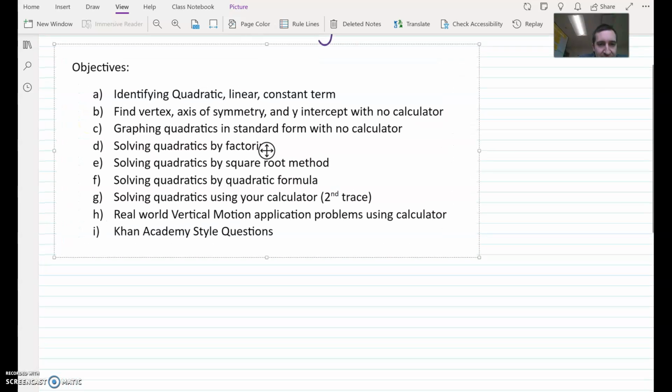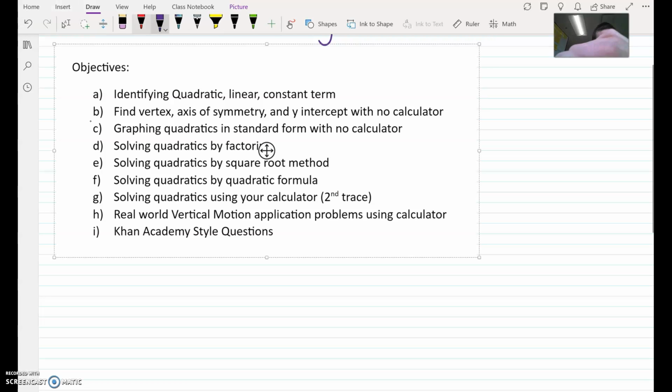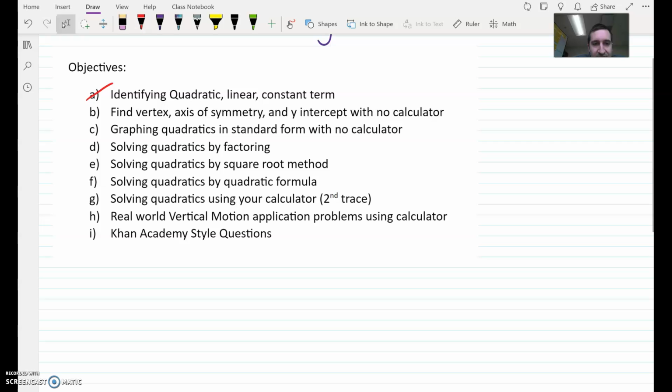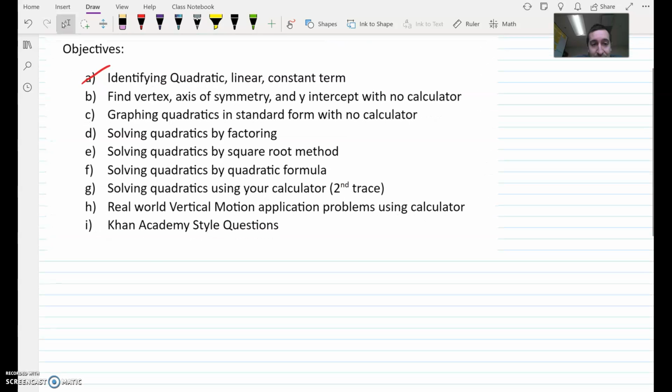So identifying quadratic, linear, and constant term. I'm thinking we're okay with that. If you need help, let me know. Finding the vertex, axis of symmetry, y-intercept with no calculator. That's pretty key. And then these kind of go together. If you can find the vertex, axis of symmetry, y-intercept, etc., then you can graph it.